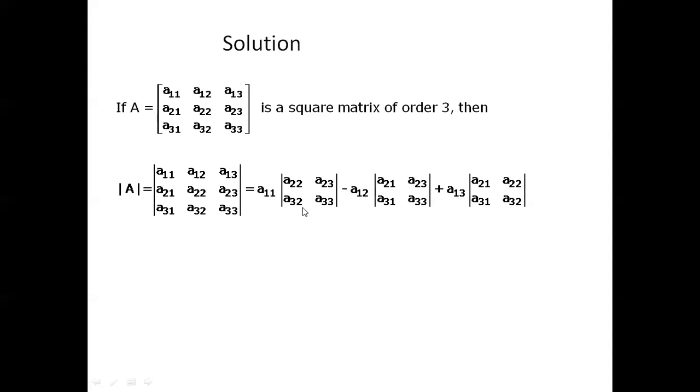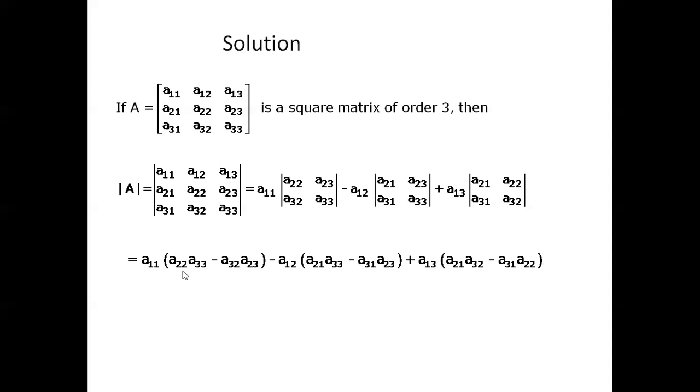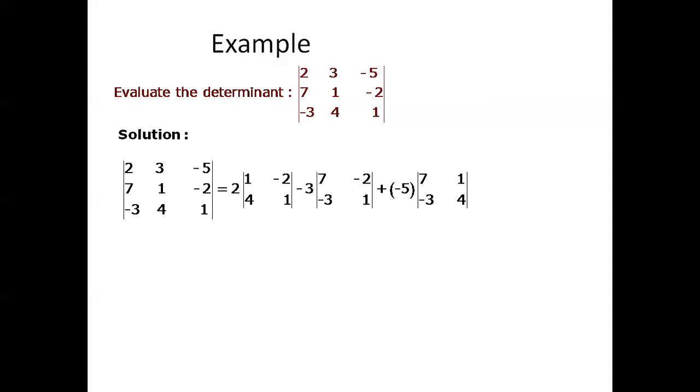Then solve these determinants. So A11 into, we can see here, A22 into A33, that is the diagonal entries. Take the multiplication of the diagonal elements, give a minus sign into A32, A23. Same for this: A12 into A21 into A33 minus A31 into A23, plus A13 into A21, A32 minus A31 into A22. Then solve this equation, then we get the determinant. So this is the example for a 3 cross 3 matrix determinant.